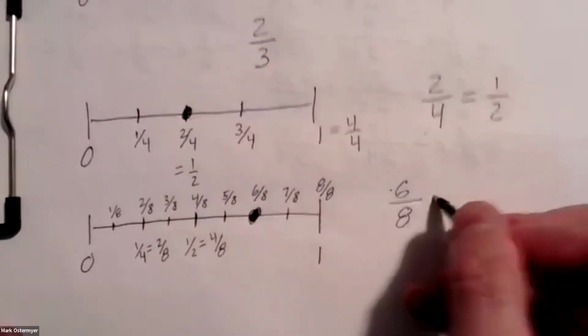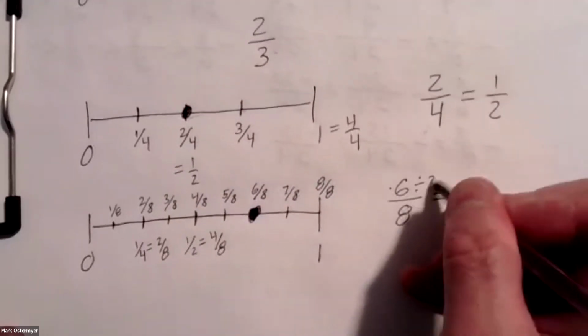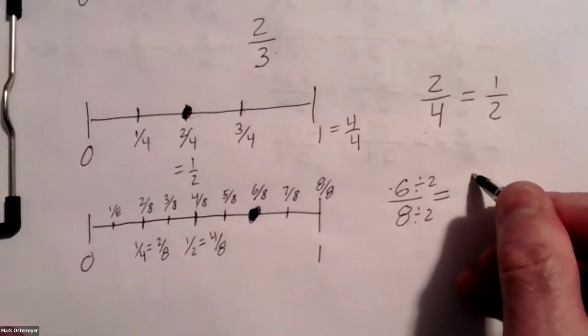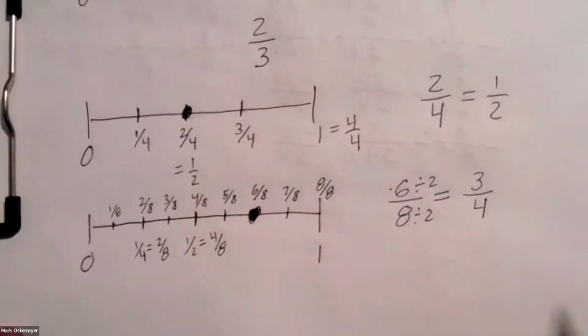What's another name for 6/8 though? It's really equal to what? What does this reduce down to? If you reduce it down by 2, down to 3/4. So this is also known as 3/4. Okay, so does that make sense? If you want to locate a fraction, you just subdivide the interval up into whatever you need to accomplish that.